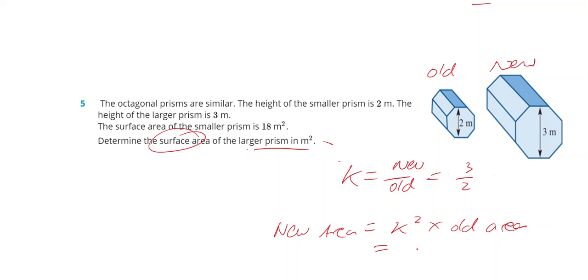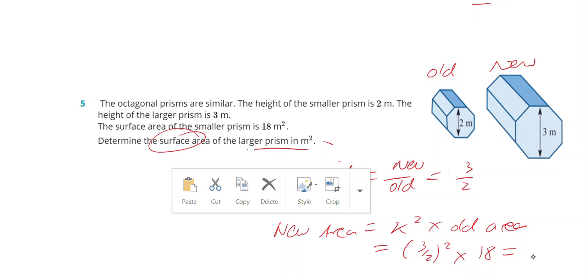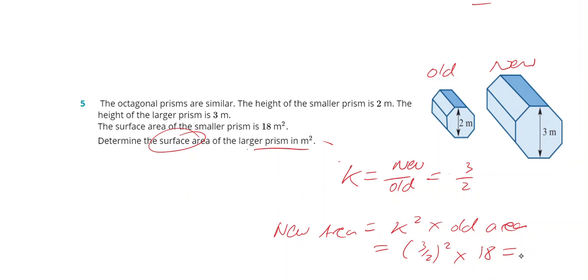So K squared is 3 over 2 squared. Make sure you put a bracket in when you enter it in a calculator. Multiplied by the old area, which is 18. So let's see what we get. So on the CAS calculator, you'll go 3 on 2 squared times by 18. And you should get 40.5. Okay, so the new surface area of the larger shape is 40.5.